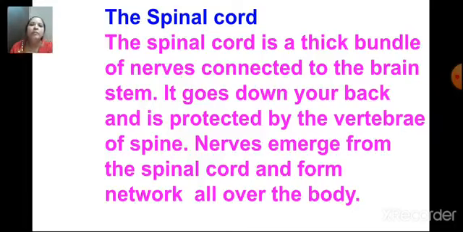The nerves emerge from the spinal cord and form a network all over the body. We know that the nerves are present throughout our body. They form a network in our body. And from where do the nerves come? They emerge or come out from the spinal cord.